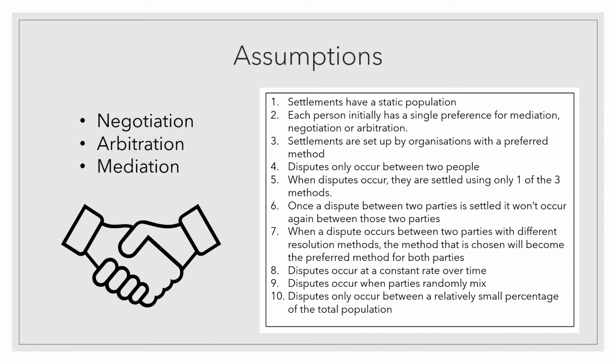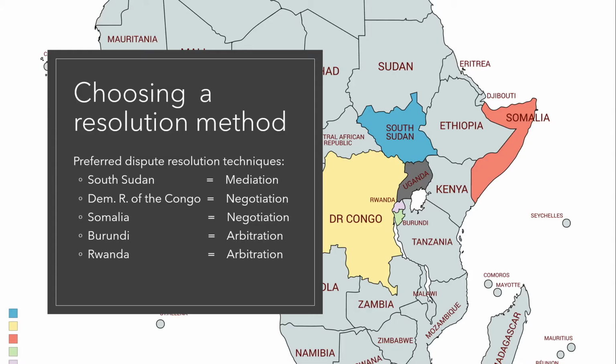When a dispute occurs between 2 parties with different resolution methods, the method that is chosen will become the preferred method for both parties. Disputes occur at a constant rate over time. Disputes occur when parties randomly mix, and disputes only occur between a relatively small percentage of the total population. Choosing a resolution method: when a dispute occurs between 2 people, if they prefer the same resolution method, then that is used. If they prefer different methods, then one is chosen based on predetermined preferences.